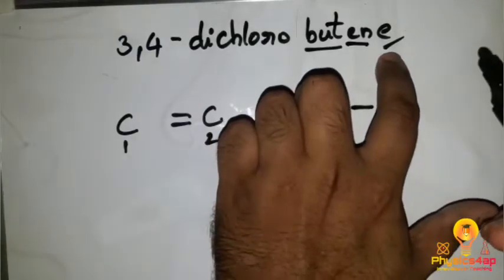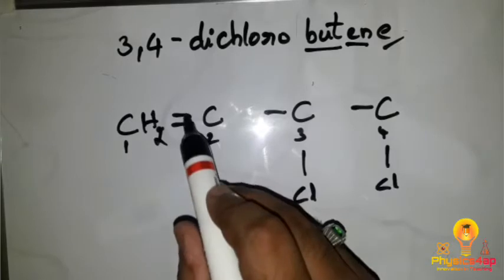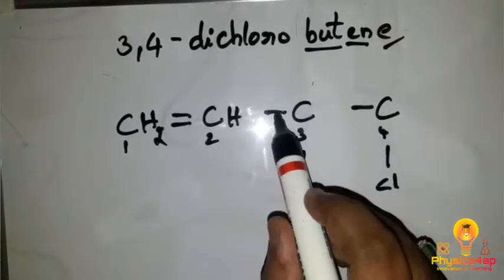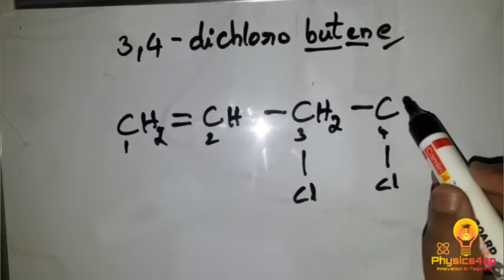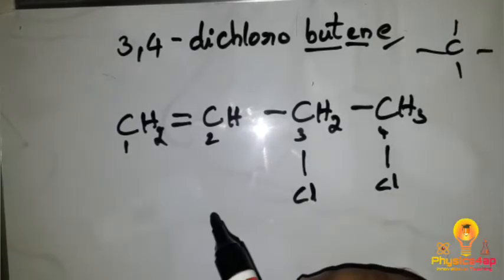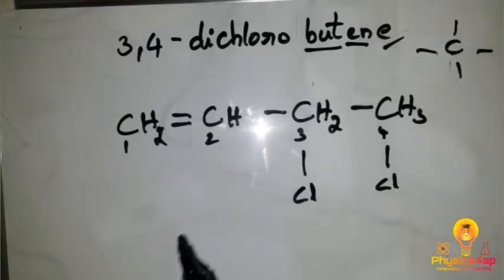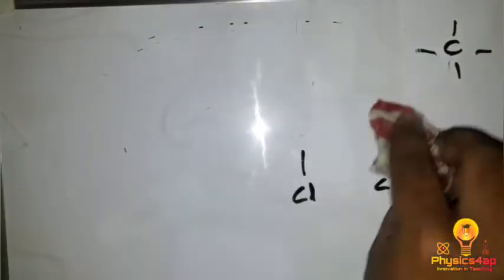Now it's time to fill up the hydrogens. So 2 bonds, 2 hydrogens, 1, 2, 3. 3 bonds, 1 hydrogen, 1, 2. 2 bonds, 2 hydrogens, 1 bond, 3 hydrogens. So remember that 4 bonds should be there for a carbon. Is it clear? Now let's go on to another example. There are a number of carbons that you can do on your own.